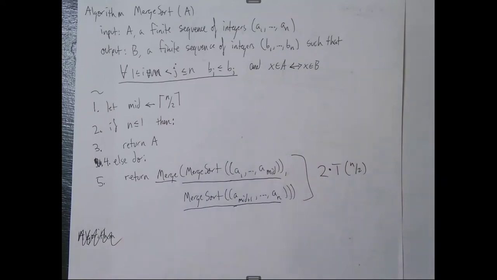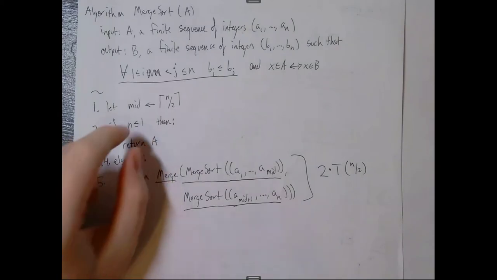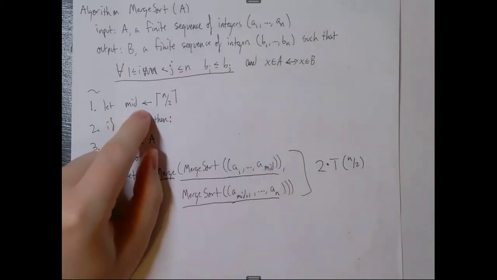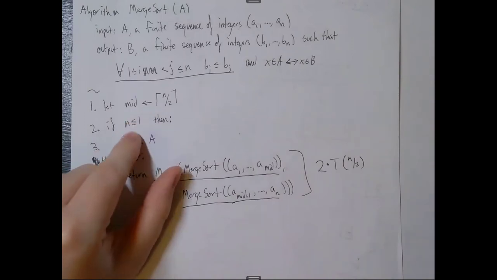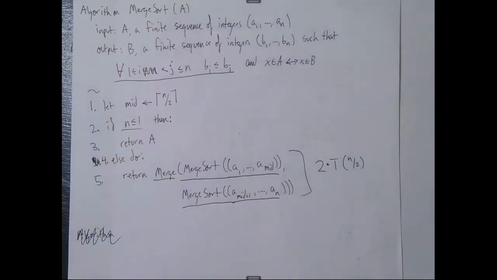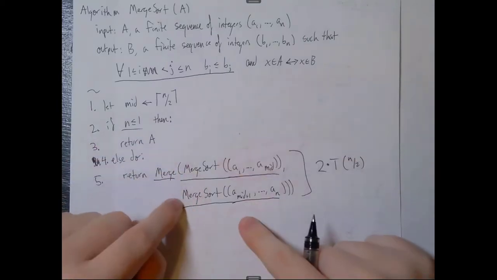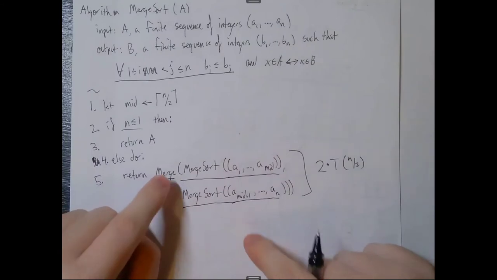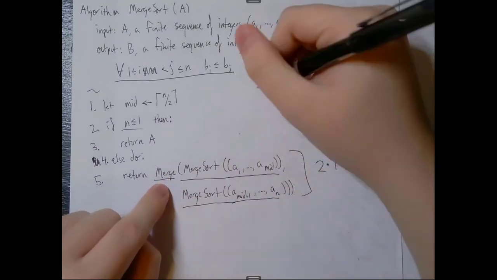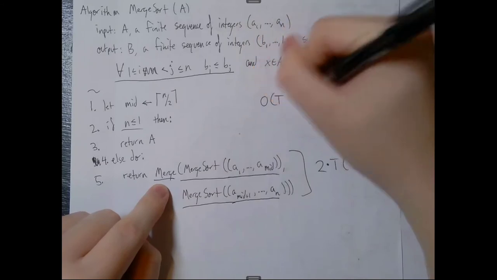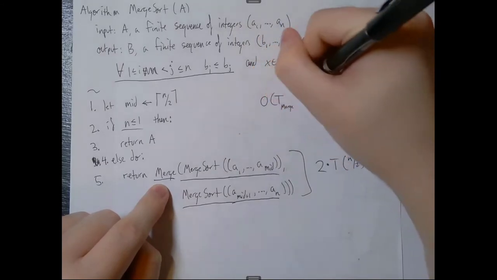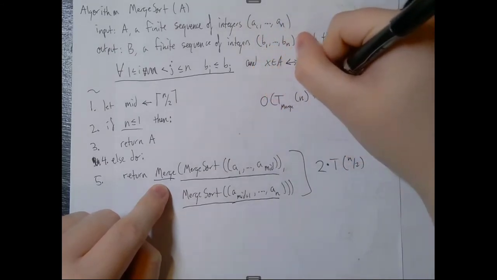Now, how much of merge sort's work is done outside of the recursion? Well, this is a constant number of operations. We would say probably 3 at most. This would be one operation, checking if n is less than 1, or less than or equal to 1. That's about one operation. And then otherwise, what we're doing is we take the outputs of here and we pass them into merge. So the big O for merge is going to be O of T sub merge of n plus 1.